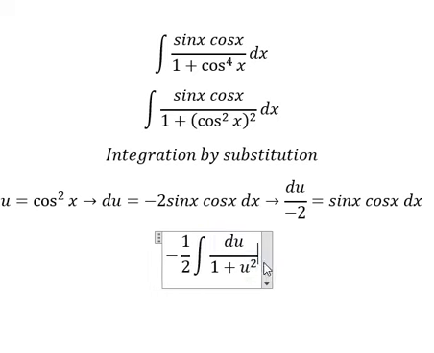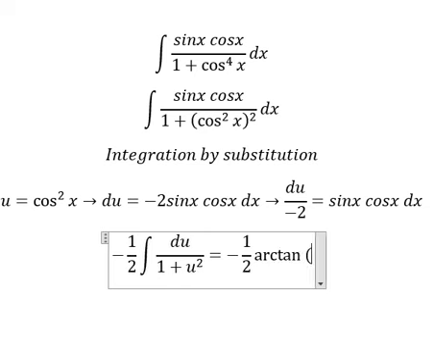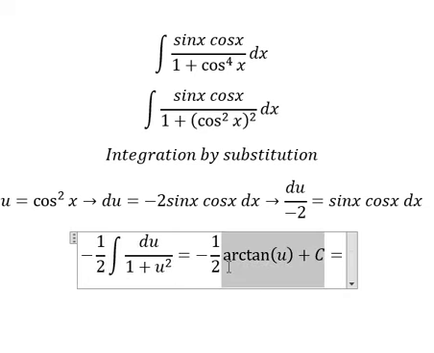So the integration of this one, we have arctan of u. About u, that is cosine x square.